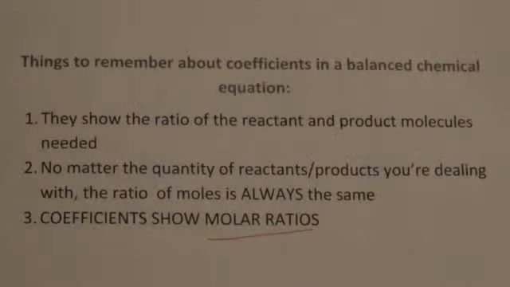So here we have some things to remember about the coefficients in balanced chemical equations. For one, they show the ratio of the reactant and product molecules needed, which was shown in that little diagram before. Also, no matter what the quantity of reactants or products you're dealing with, the ratio of moles will always stay the same. And finally, the coefficients show the molar ratios. And so this is going to come in handy a lot when we start doing the calculations.